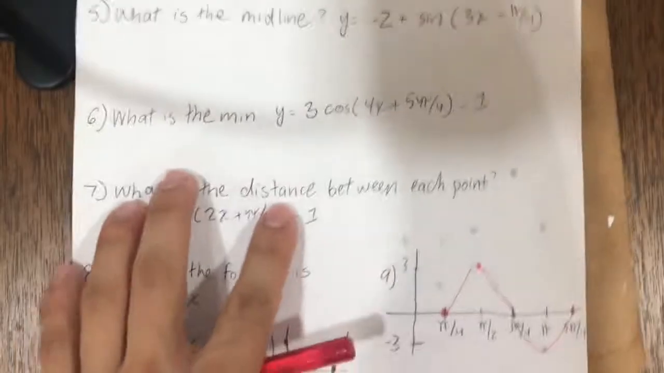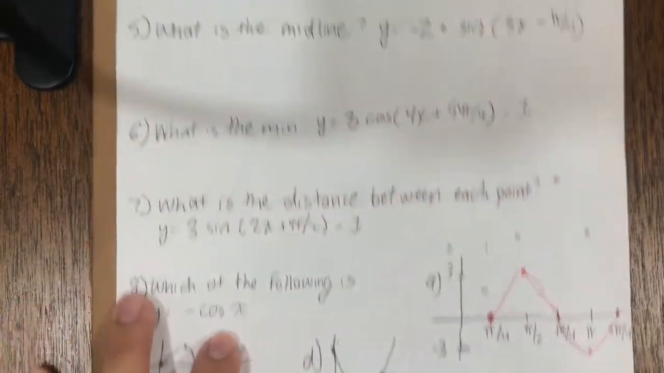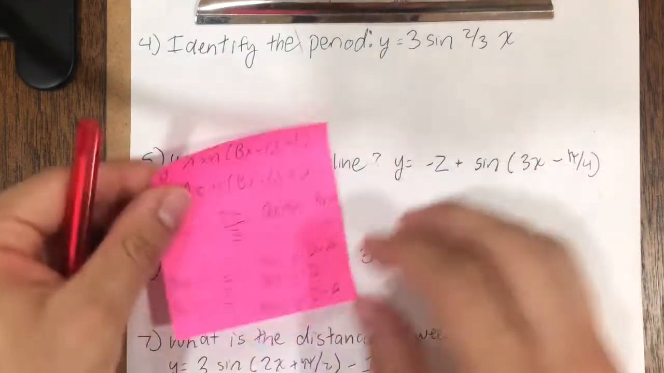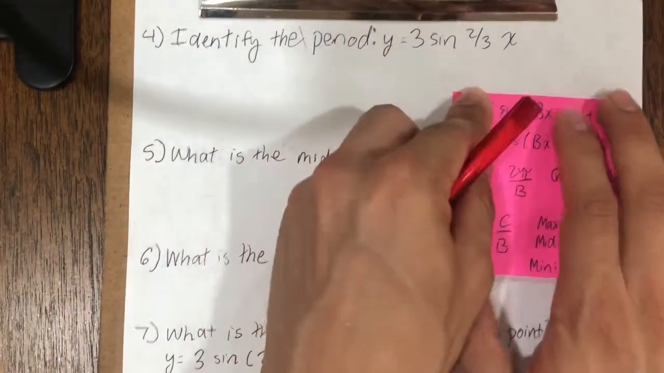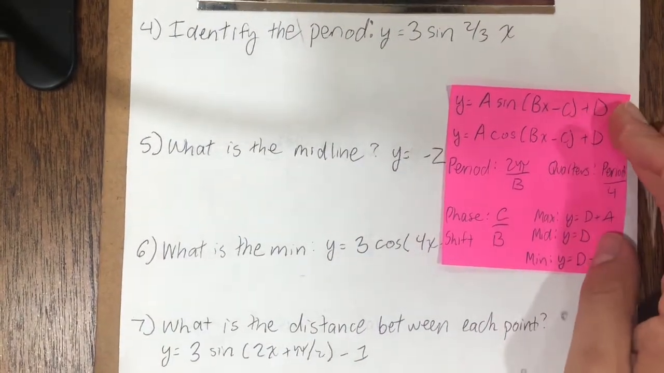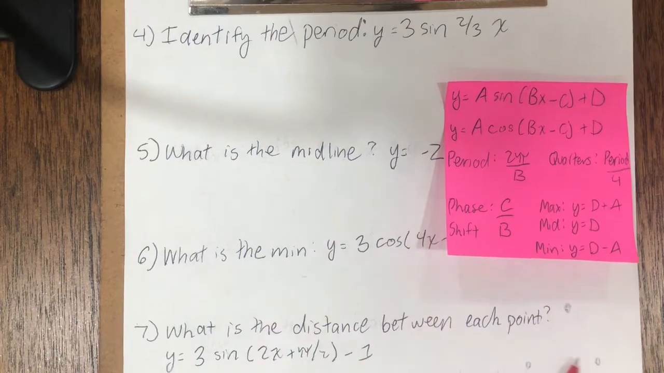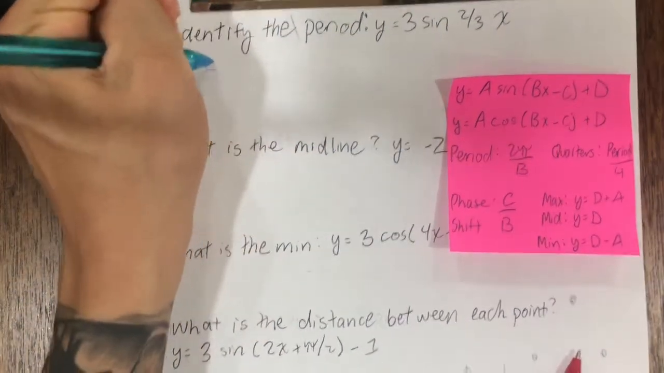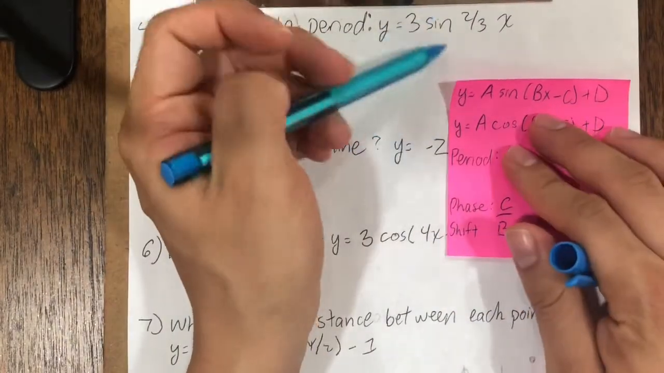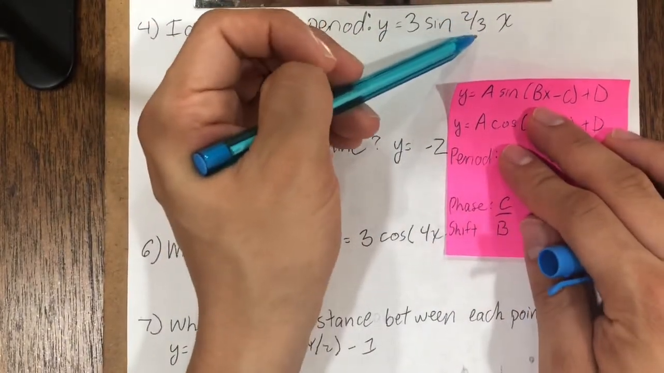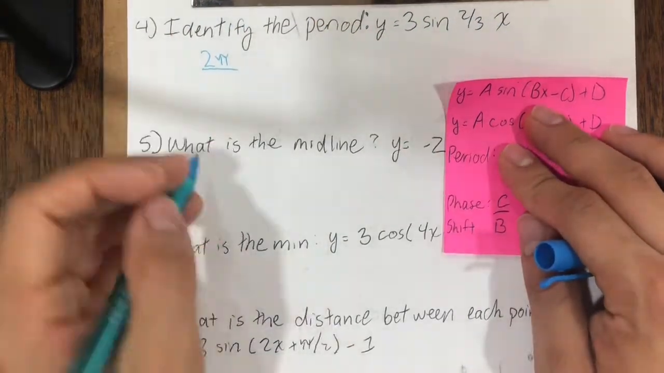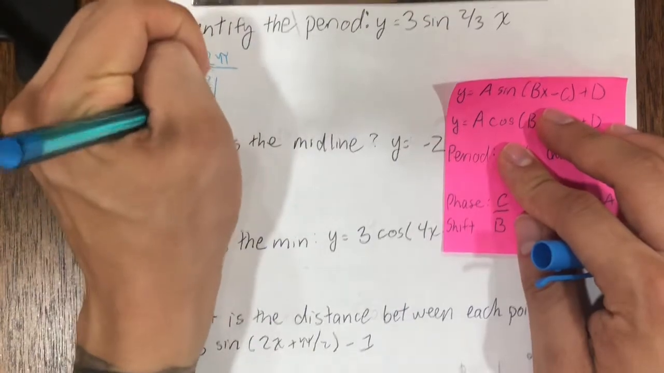Moving on, identify the period. For this specific function, let me move it down. We have 3 times sine of 2/3 x, all right? So let's go ahead and figure out the period. So for the period, you just need to take 2 pi and divide it by whatever b is. And if we take a look, we see that 2/3 is in the same spot as b, which is in front of, which is the coefficient for x. So that means that b is going to be 2/3.